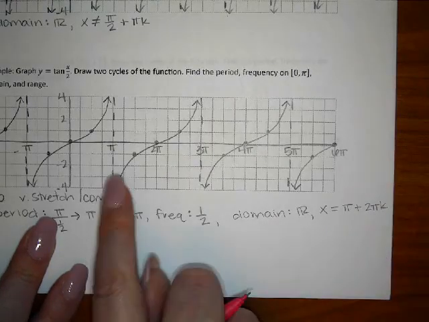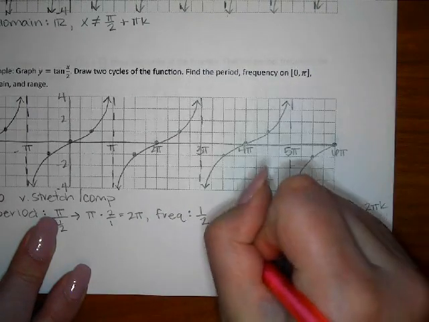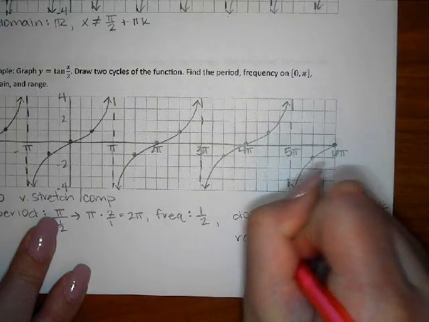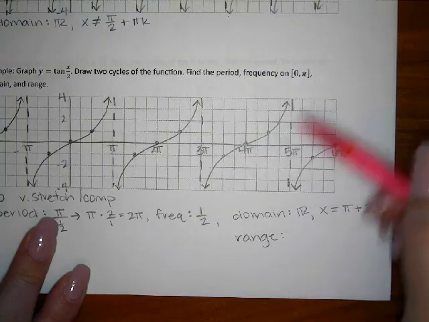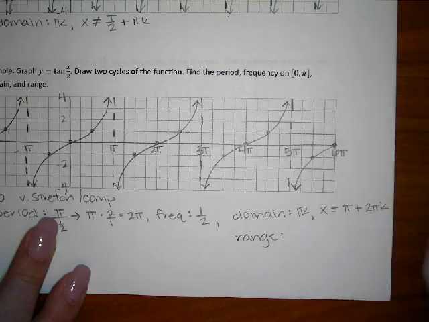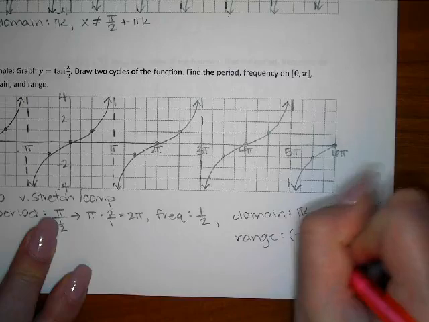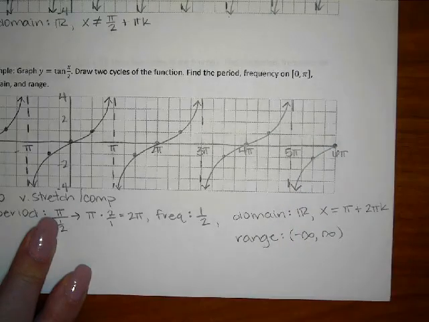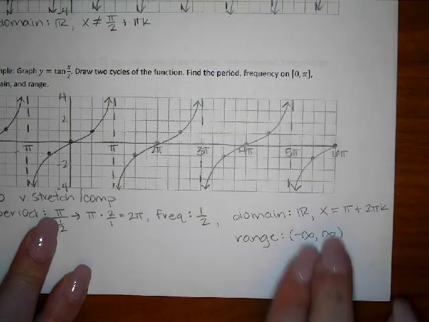The range for these graphs is the part that's easy. These graphs always go down forever, they always go up forever. So if I look for my y coordinates and say what y coordinates can you have, you're going to have all of them. So you're going to have negative infinity to positive infinity. Or if you wanted to match the notation to the domain, then you could say that your range was just all real numbers. You could write that double bar R.